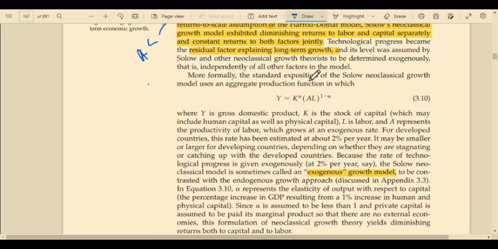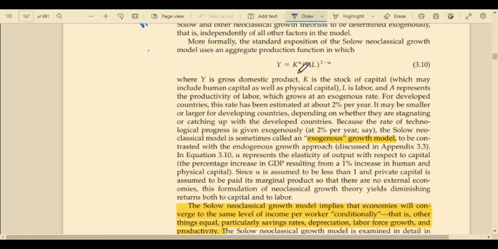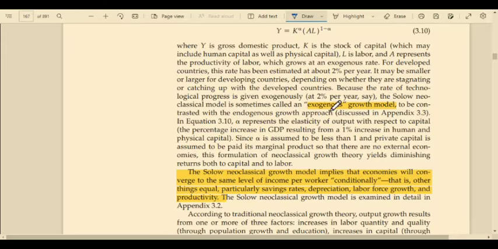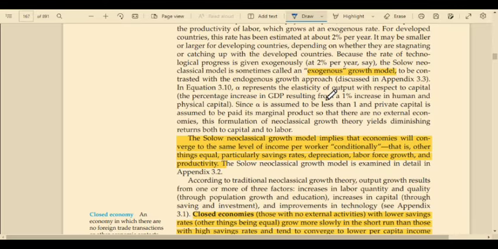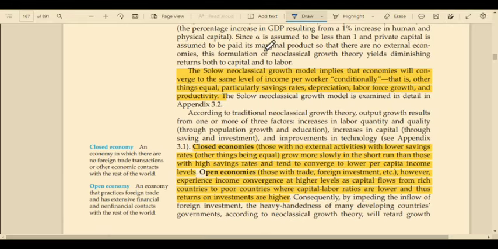Now, formally, in the standard exposition of the Solow neoclassical growth model, we have the aggregate production function in this form: Y equals K to the power alpha, L to the power 1 minus alpha, and this is an exogenous growth model in which growth in per capita output is fueled by the growth rate of technology, which is technological progress, which is exogenous. The Solow model implies that economies will converge to the same level of income per worker conditionally. That is the convergence hypothesis. Other things must be equal, particularly savings rate, depreciation rate, labor force growth, and productivity.